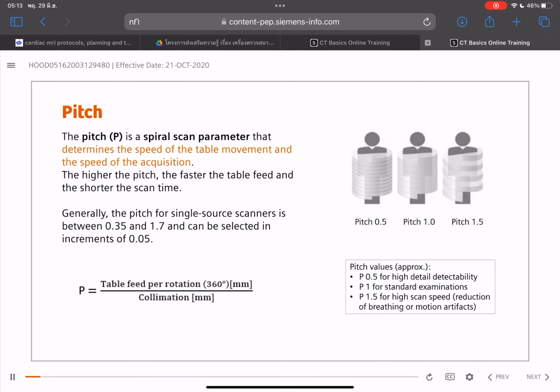The pitch is a spiral scan parameter that determines the speed of the table movement and the speed of the acquisition. The higher the pitch, the faster the table feed, and the shorter the scan time. Generally, the pitch for single-source scanners is between 0.35 and 1.7 and can be selected with an increment of 0.05.